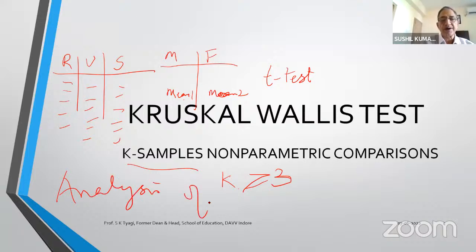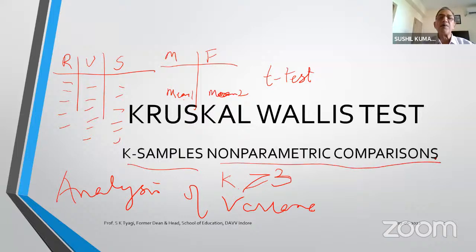Analysis of variance is a K sample parametric test, K sample parametric comparison among groups. The t-test is a two sample parametric comparison test. Kruskal-Wallis test is the non-parametric counterpart of this analysis of variance. That means it is a K sample non-parametric comparison among groups.